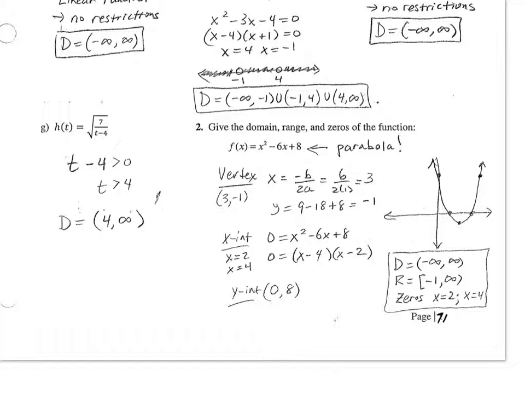Once graphed, it should now be easy to see that the range of the function is all real numbers from minus 1 to infinity. And the zeros of this function are the x-intercepts that we solved for over here.